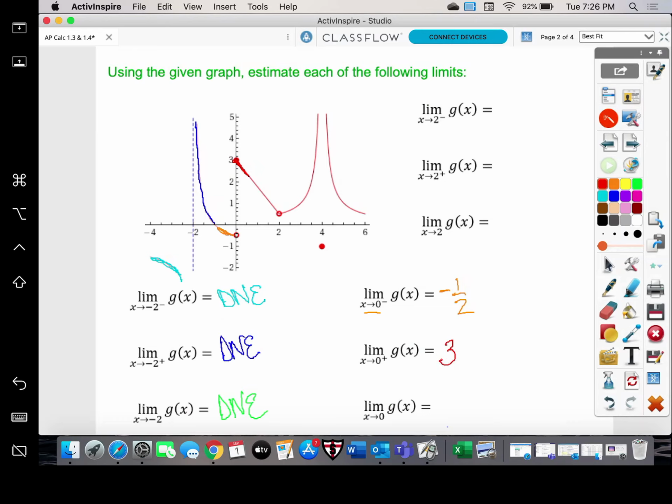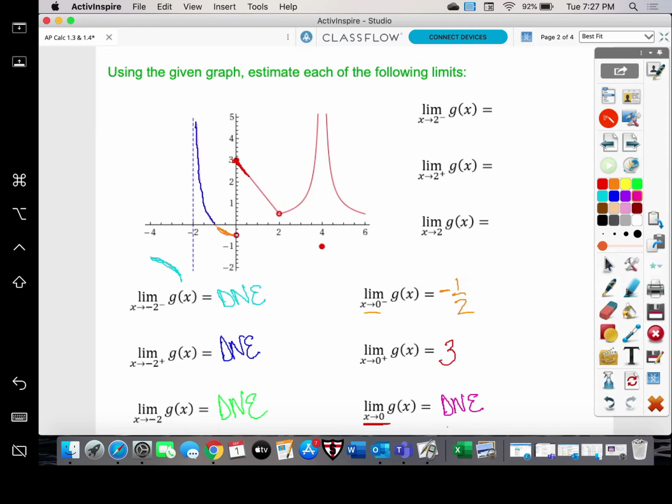And then what happens as we approach just 0? 0 takes into consideration both the left and the right, and this limit that's not one-sided, the two-sided limit, will only exist when the left and the right are the same. So because -1/2 and 3 are not equal, the limit as we approach 0 does not exist. And DNE for does not exist is completely approved by the AP board, so get used to that notation and use it as often as you need to.